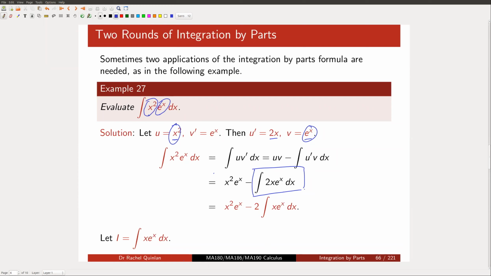Okay. And we might observe that our problem now, what we're still left with, is to calculate an antiderivative for x e to the x. We've gone from x squared e to the x to that. And we might say, well, by applying the integration by parts formula again to this, we can reduce the power on x from 1 to 0. So we can get rid of the x altogether, which is exactly the strategy.